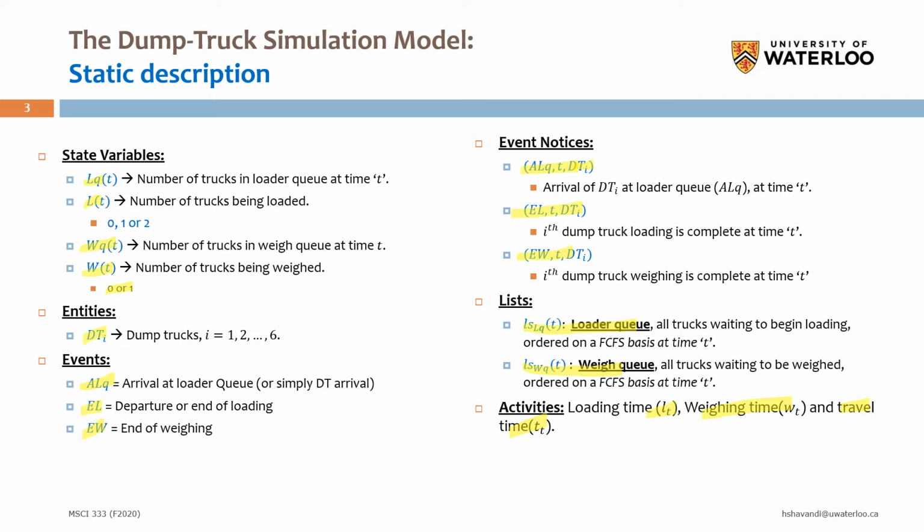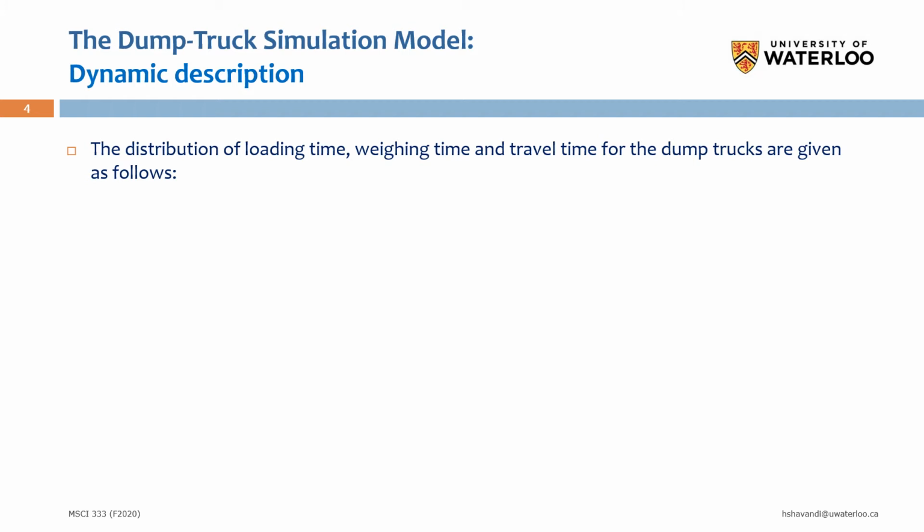Okay, so as you see here, there is no inter-arrival time, because we don't have that one here. Somehow the inter-arrival time is the travel time. Okay, and the delay at loader queue and delay at weigh queue. So we have 2 delays here. Okay, so let's go to the dynamic description.